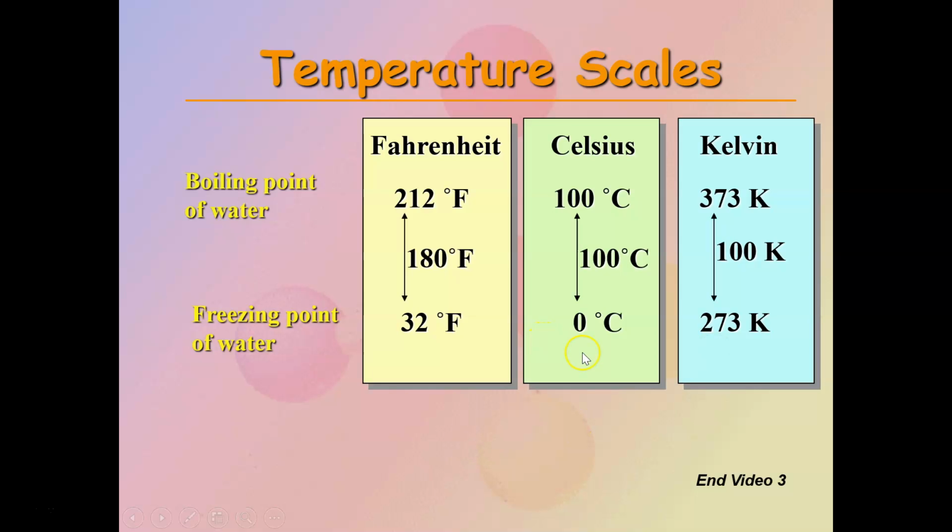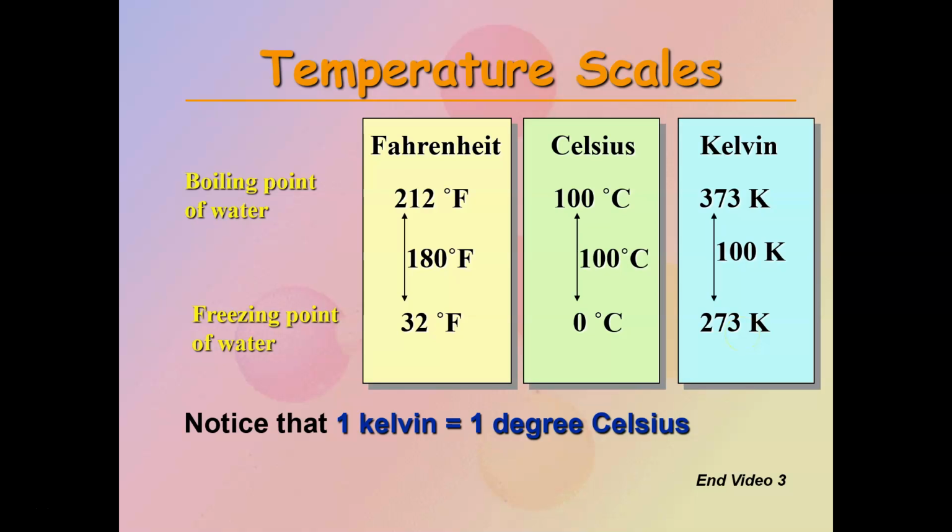So 0 Celsius is water freezing. Perfectly normal, happens all the time. 0 Kelvin is everything stops moving. So that's why it has a lot more room to move. You will notice, once again, that 1 Kelvin does equal 1 degree Celsius.